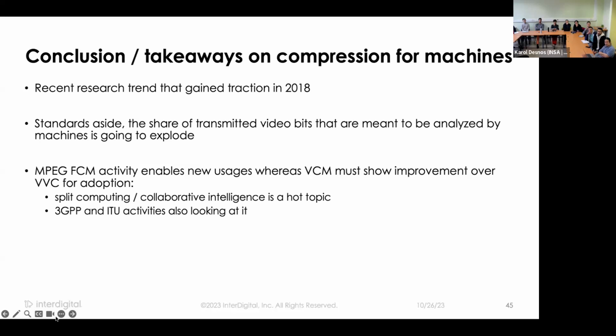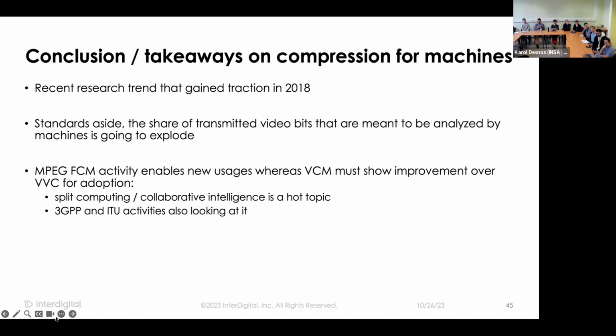But again, standards aside, in terms of research, it's pretty clear that a sheer number of bits are going to be transmitted for machine vision tasks and not for human eyes anymore. So it makes sense to look at it. I said that already, I believe a little bit more in FCM, so feature compression, than VCM, because I feel like it enables new pipelines, whereas the other one just has to show that it is better than VVC, and by a lot, because when you're telling people you need to deploy new hardware, new structures, new system level things, you need to show that there's evidence for that. So you need to gain like, I don't know, 50%, a reliable 50%, let's say.